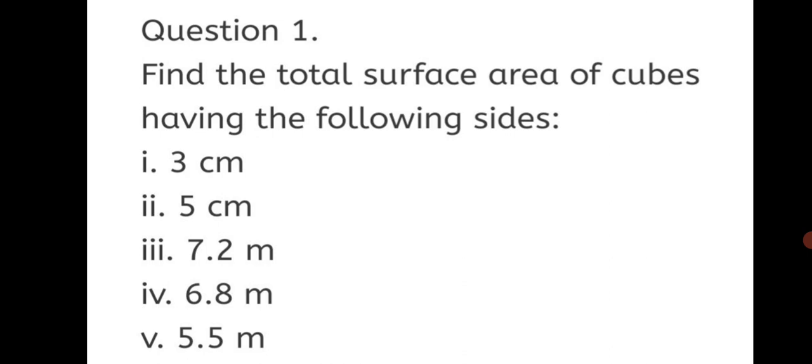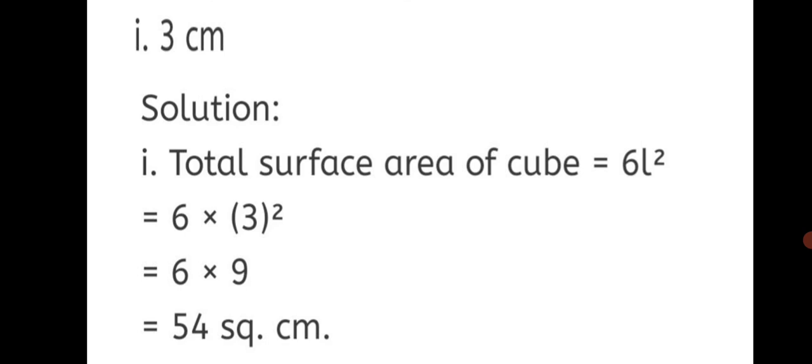So let's solve the first sub question, which is 3 centimeter. The side is 3 centimeter. So first sub question gives us side 3 centimeter. Our solution, use the formula total surface area of cube. Why this formula? Because we are told to find the total surface area of cube is equal to 6L square, where L is the side. Now what is the side given in the question? 3 centimeter. So we substitute 6 into 3 square. 3 square means 3 into 3 is 9.